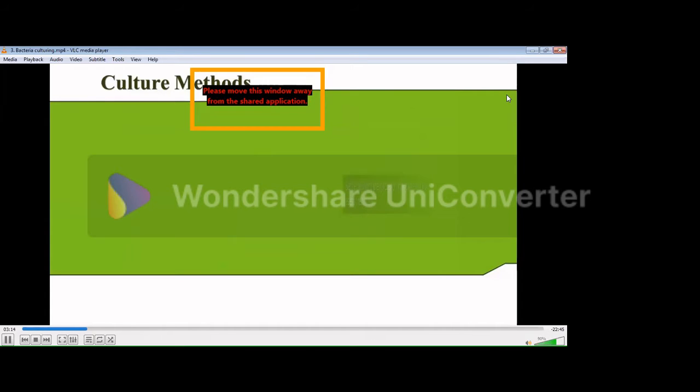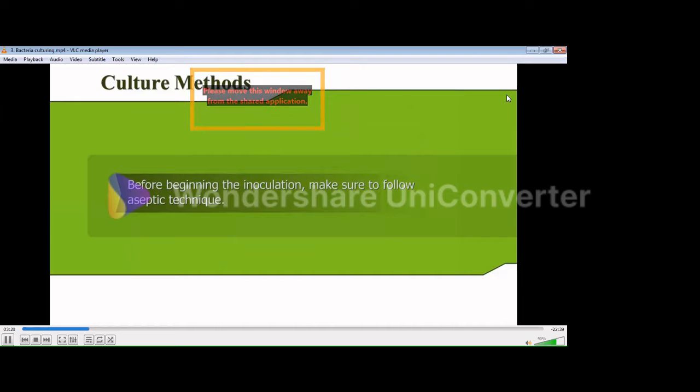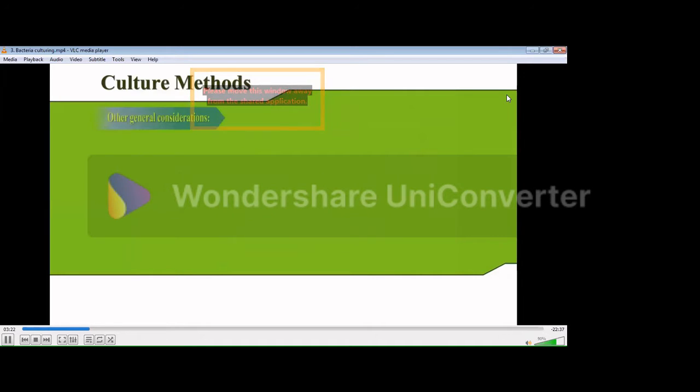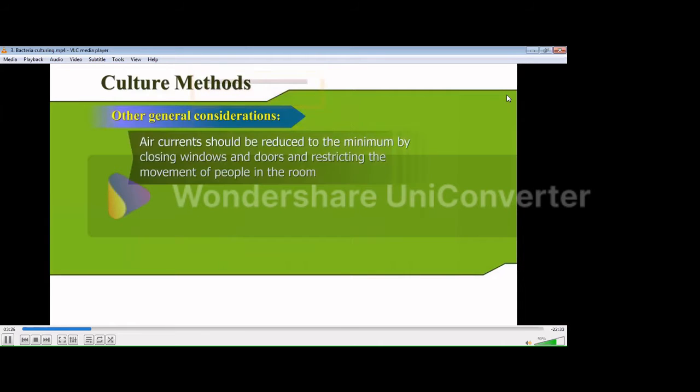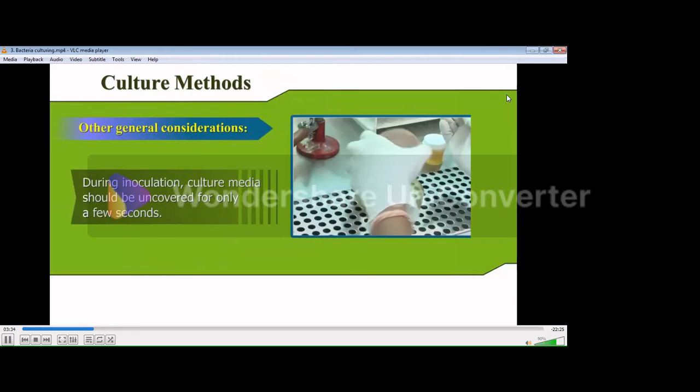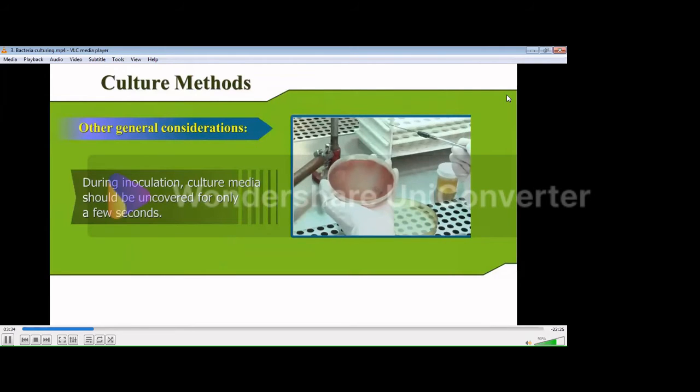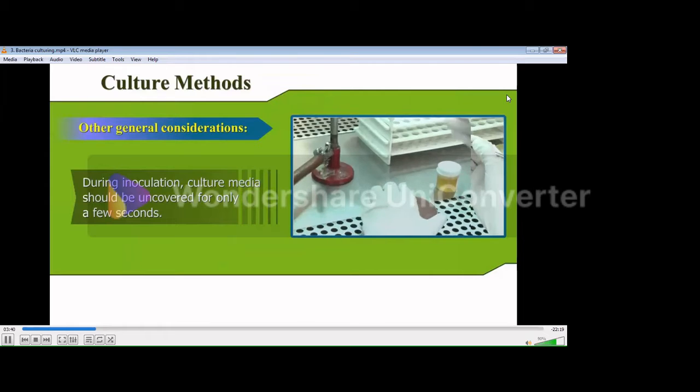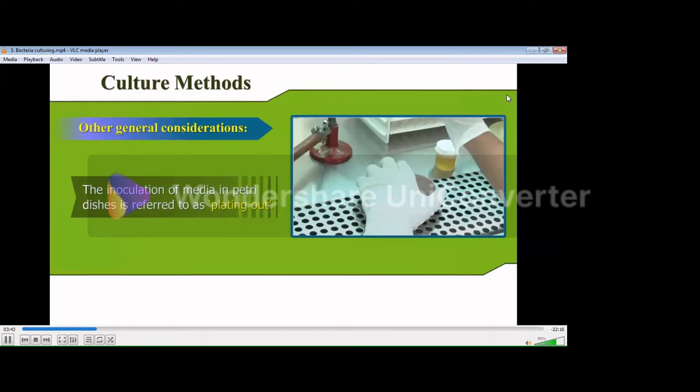As mentioned earlier, before beginning the inoculation, make sure to follow aseptic technique. Certain other general considerations are: air currents should be reduced to the minimum by closing windows and doors and restricting the movement of people in the room. During inoculation, culture media should be uncovered for only a few seconds. The inoculation of media in petri dishes is referred to as plating out.